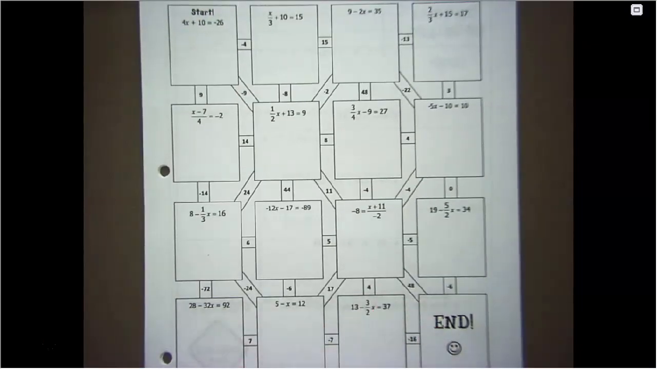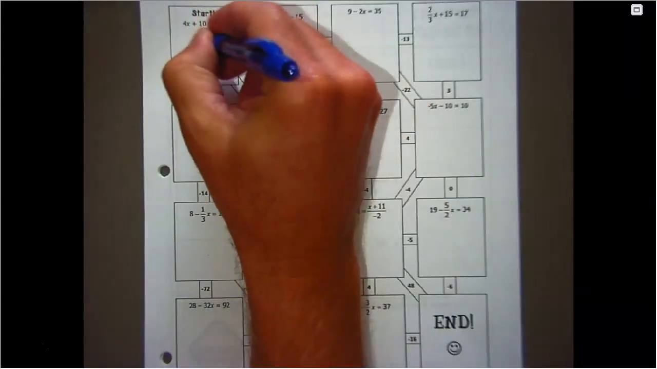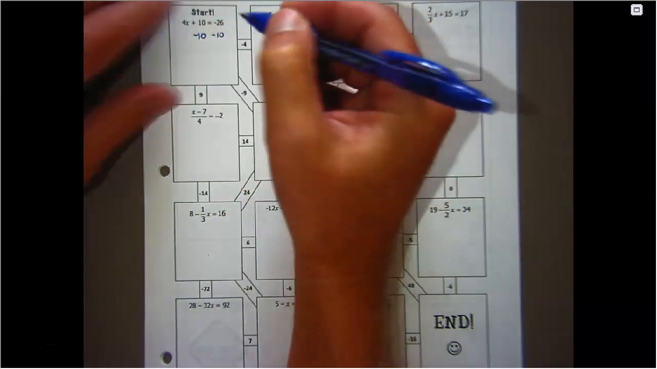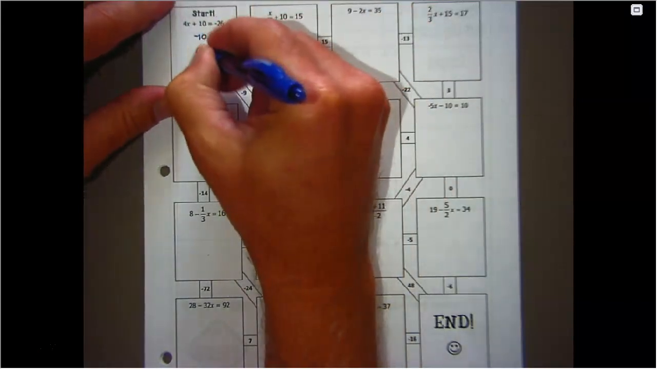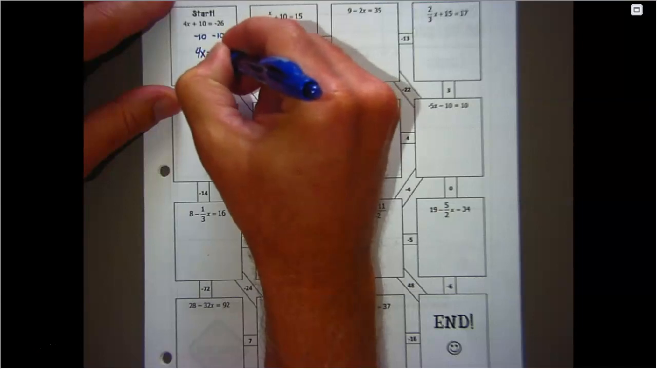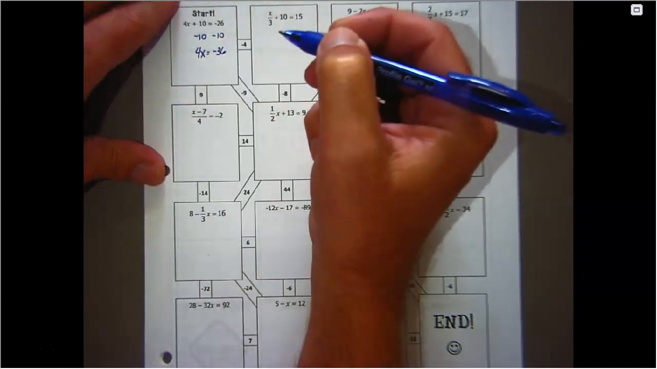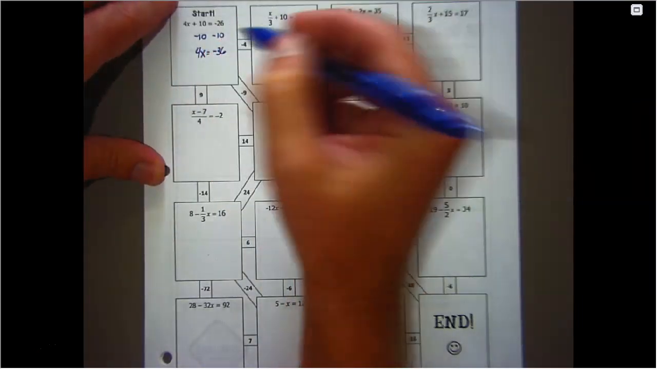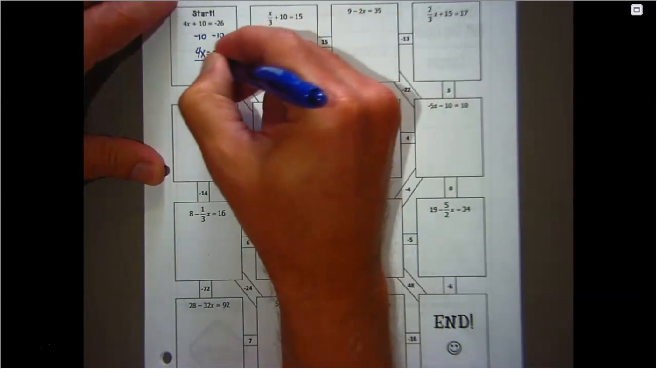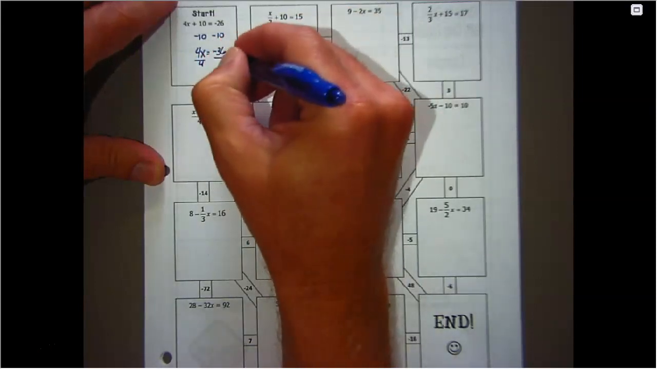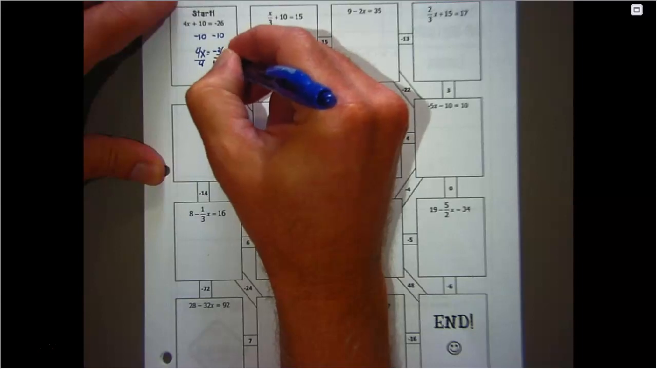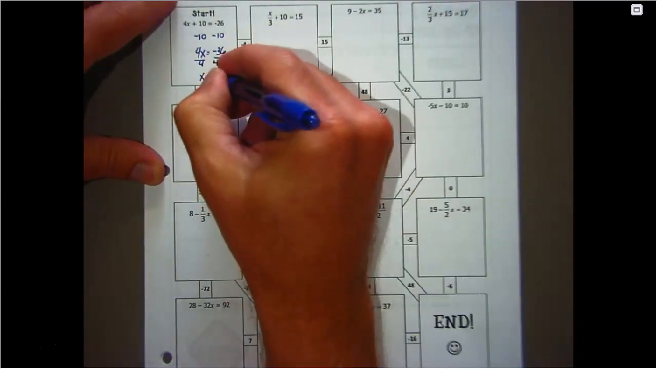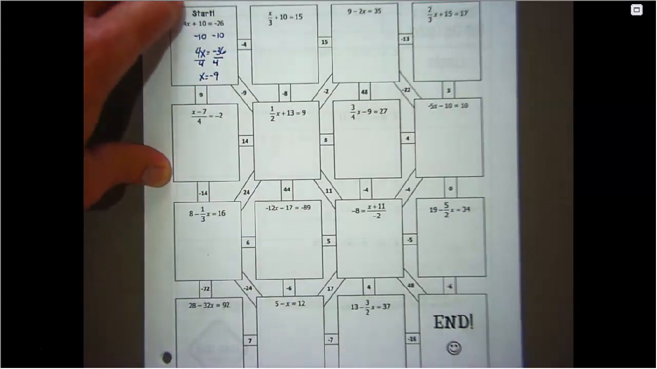Eli, what's your first step? Yeah, for the start box, we are going to subtract 10. So we get 4x is equal to negative 36. Then what are we going to do, Jack? Close. Yeah, we're going to divide that 4 out of there. Get x is equal to negative 9.